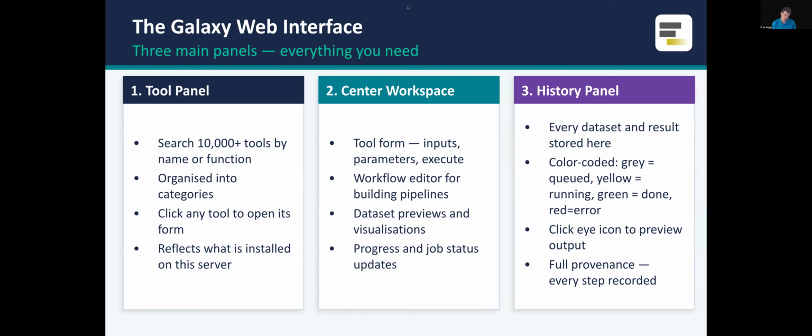We have the tool panel on the left that gives you access. You can choose the tool, the center workspace that exposes everything from the initial tool form to the results. And then the history panel that tracks your analysis and the steps that you've performed as you progress with your analysis or as a workflow executes. And then you can always go back to any individual step and inspect anything from the parameters used to inputs to being able to rerun it in a straightforward fashion.